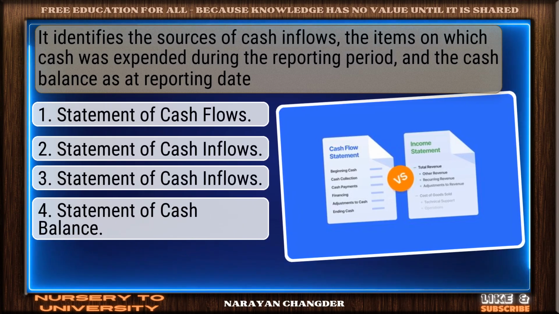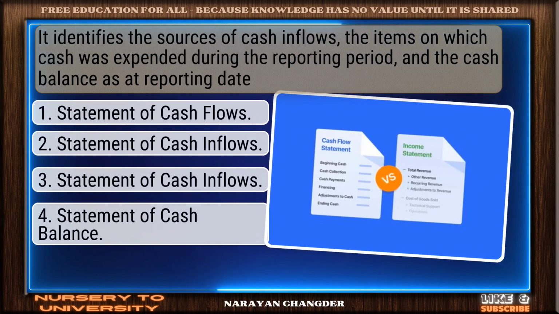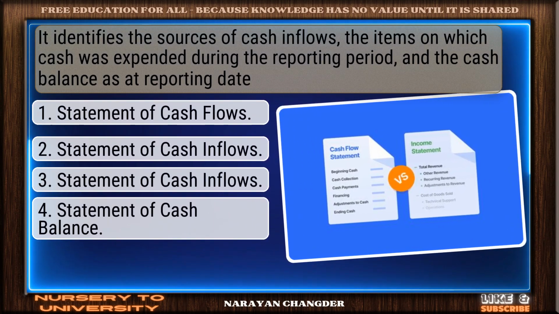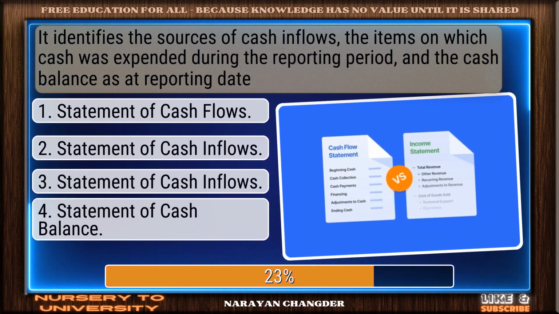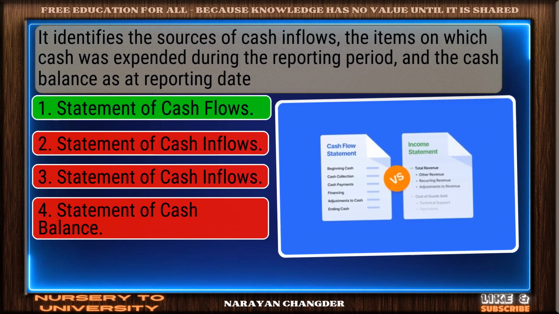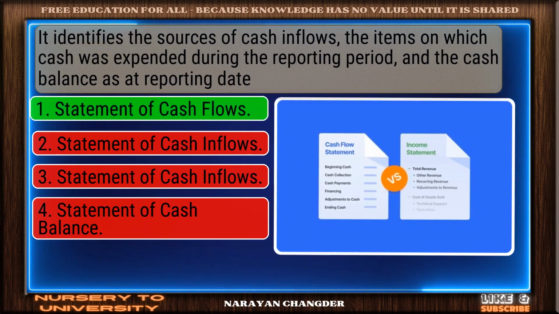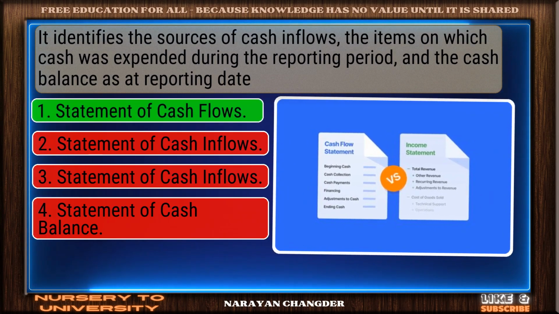It identifies the sources of cash inflows, the items on which cash was expended during the reporting period, and the cash balance as at reporting date. On track. Statement of cash flows is the correct answer.